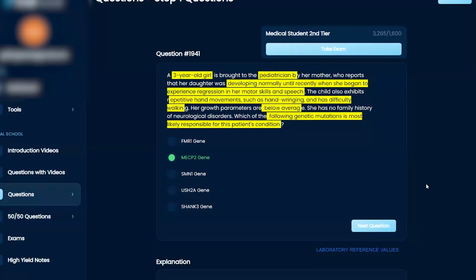I'm gonna say that's super impressive. I knew it was Rett, but I do not remember the gene. That's a random factoid that I had in my brain. Yeah. So that's good. That's good, right?